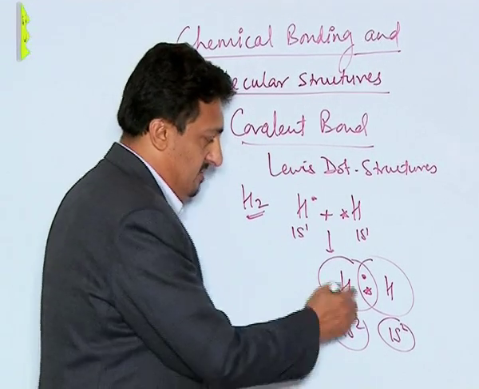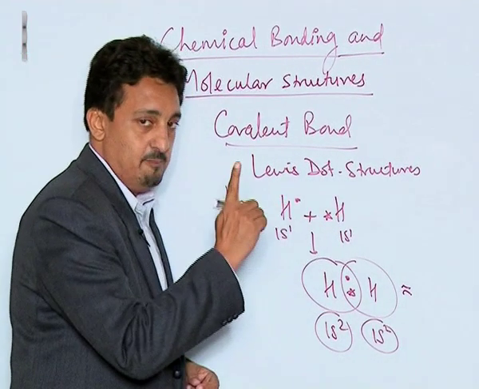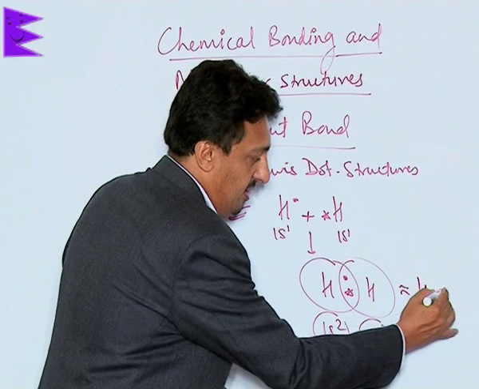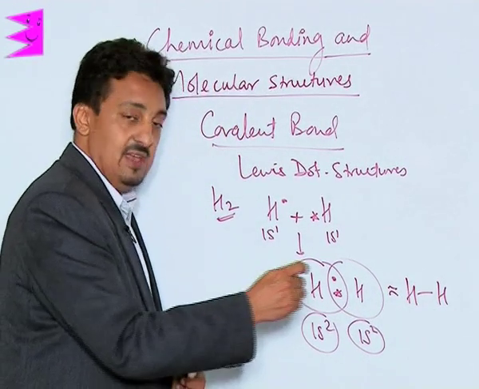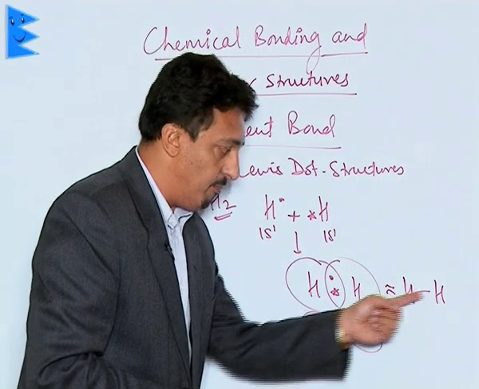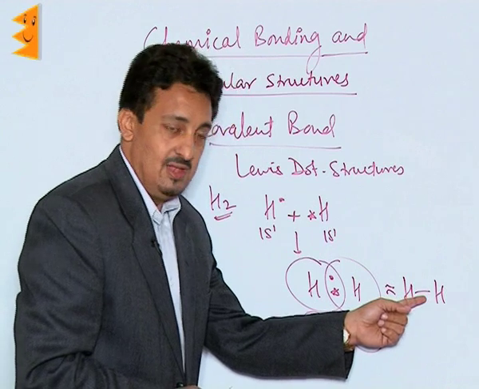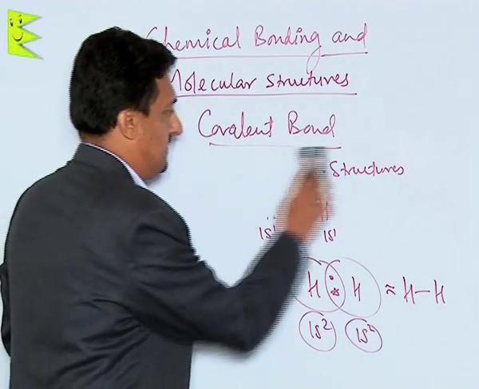One pair which is shared leads to the formation of one covalent bond, which is drawn in the form of a hyphen or a line between the atoms. So we can draw a hydrogen molecule like this, H-H, which is a normal covalent bond. Let us see some other examples.